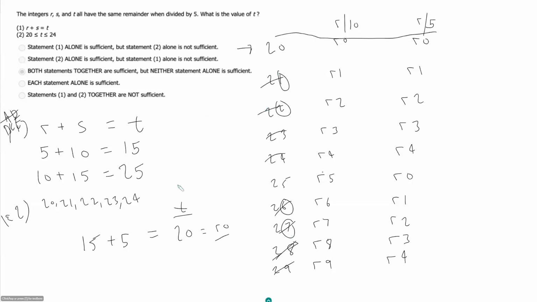And so our only option that we can come up with are ones where our remainders are all 0, and therefore we can say together they are sufficient to say the remainder will be 0 when we divide by 5. C, hard, tough question.